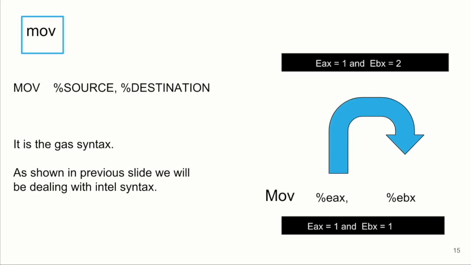But you will also come across this syntax move source, destination. This is the GAS syntax. As you can see, it has the source first, then the destination. As shown in previous slide, we will be dealing with Intel syntax.